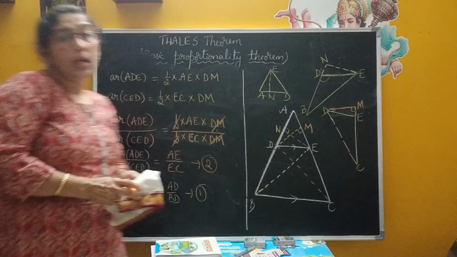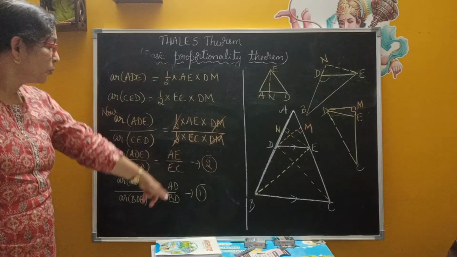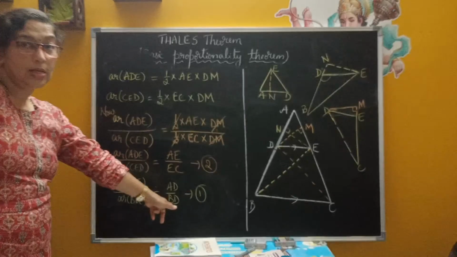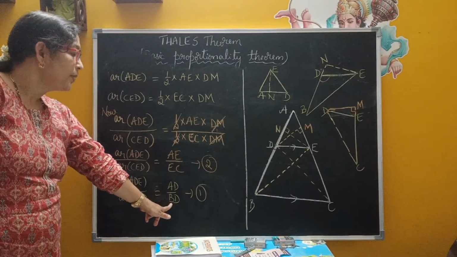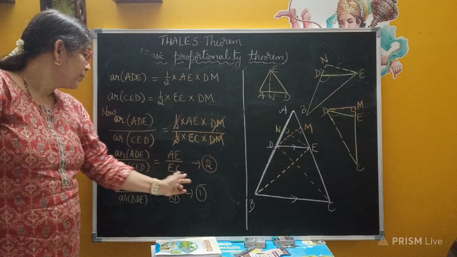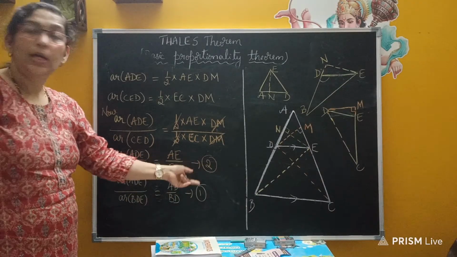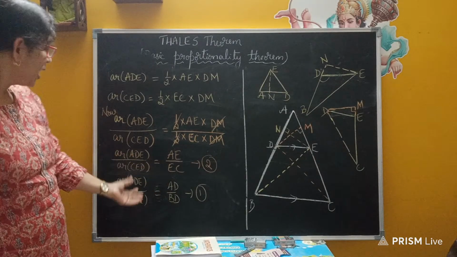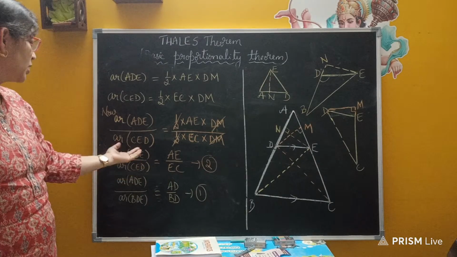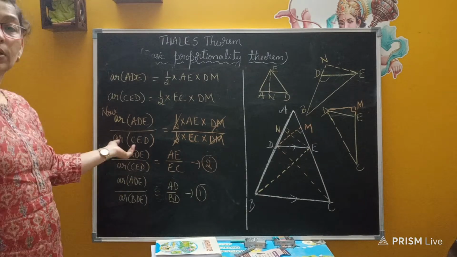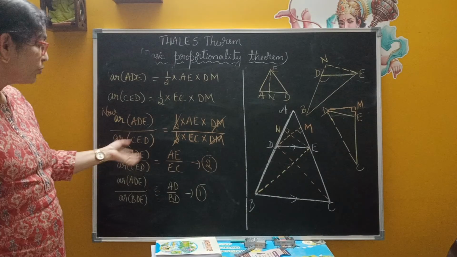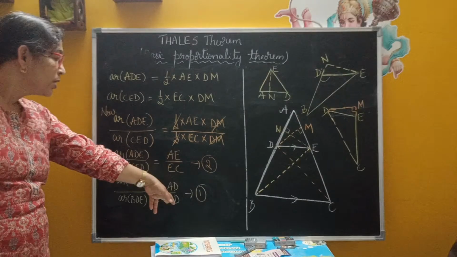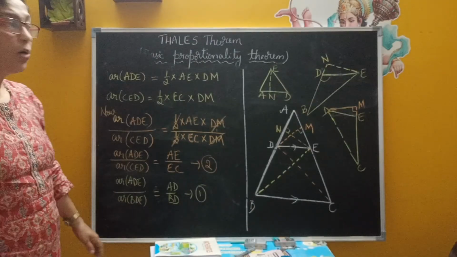Now how can we continue? Because we need to prove these two ratios are equal, isn't it? AD by DB is equal to AE by EC, that is what we need to prove now. So how do we get it now? Anyway, we need to cancel this LHS part. If we cancel or remove that part, we can get the ratios, they are equal. How do we do that?